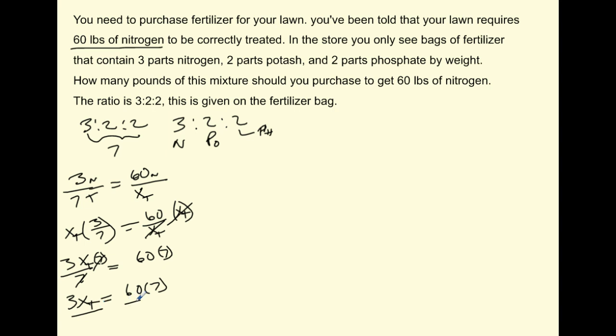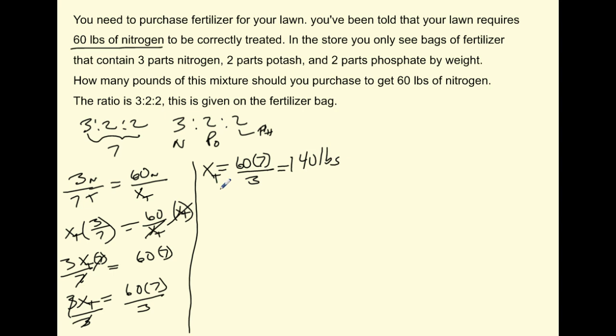And then we divide both sides by 3. The 3's cancel, and we get XT is equal to 60 times 7 divided by 3. And if we break out our trusty calculator, 60 times 7 divided by 3 is equal to 140 pounds. So XT is equal to 140 pounds. So what that says is our part of 60 pounds of nitrogen is contained in a total bag weight of 140 pounds.